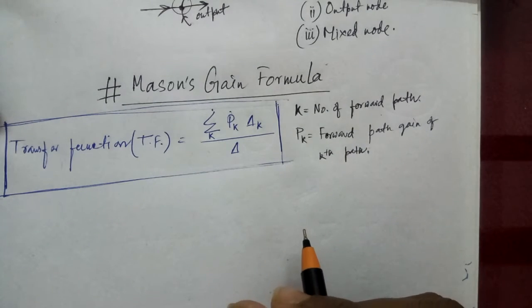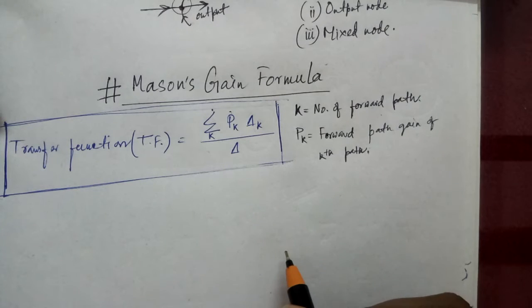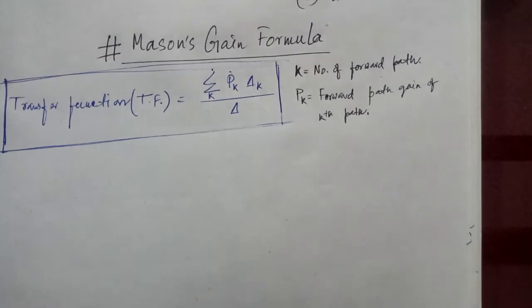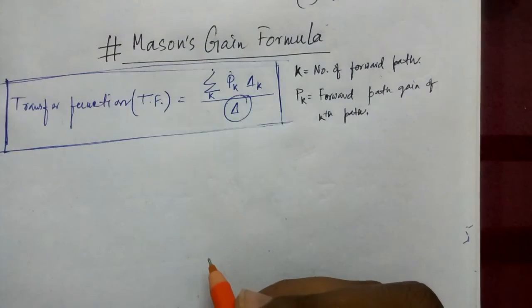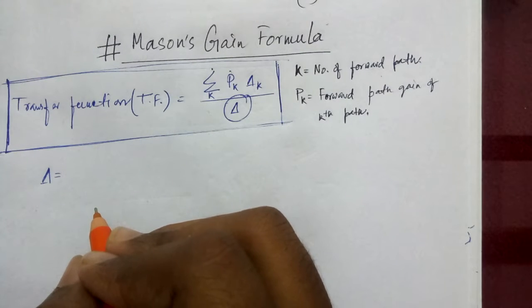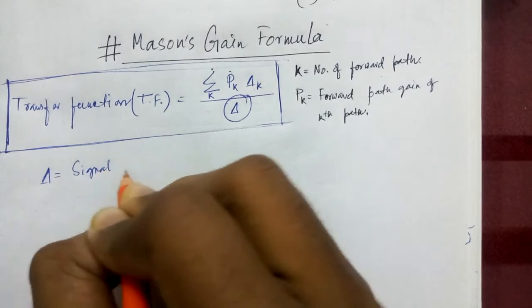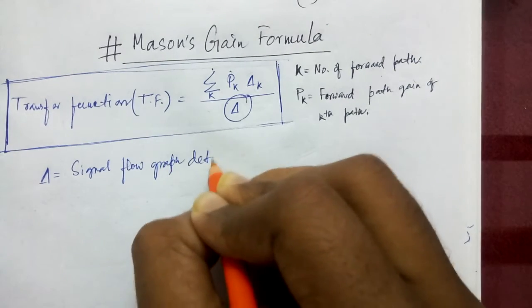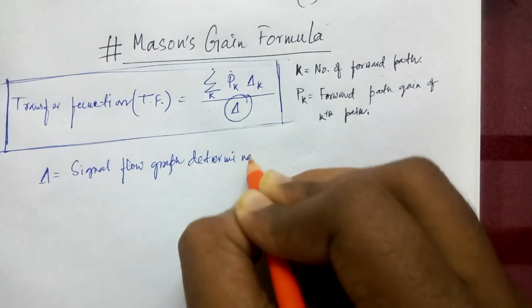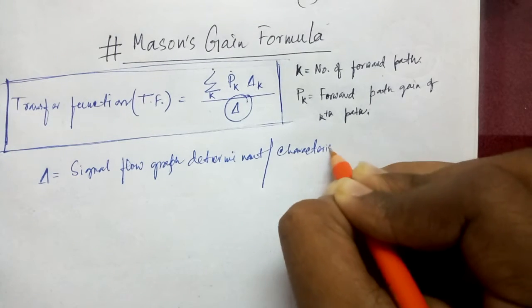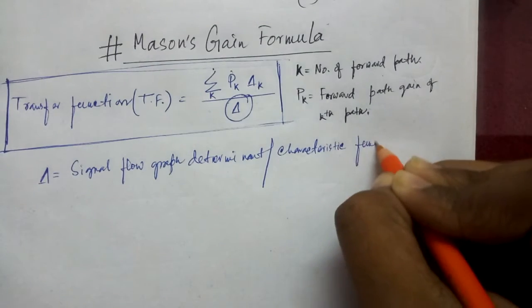Forward path gain of the kth path means this is actually the gain. Now the very important term, that is delta. What is delta? Delta is actually called the signal flow graph determinant or characteristic function.